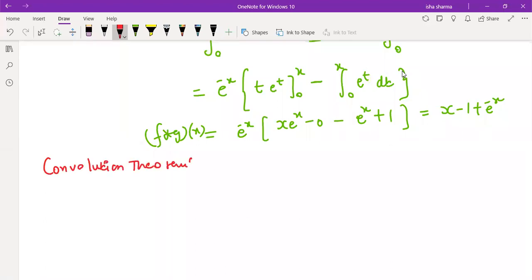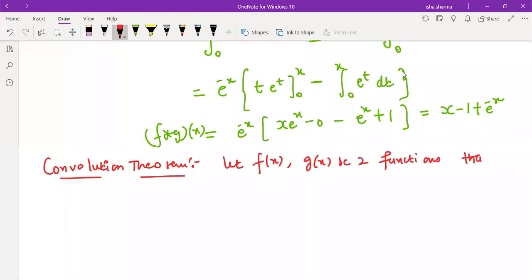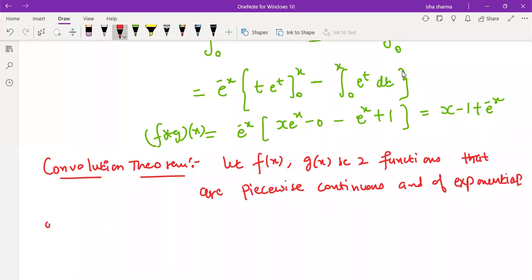This theorem is going to connect the two things. Let me give you the statement. Let f(x), g(x) be two functions that are piecewise continuous and of exponential order C.